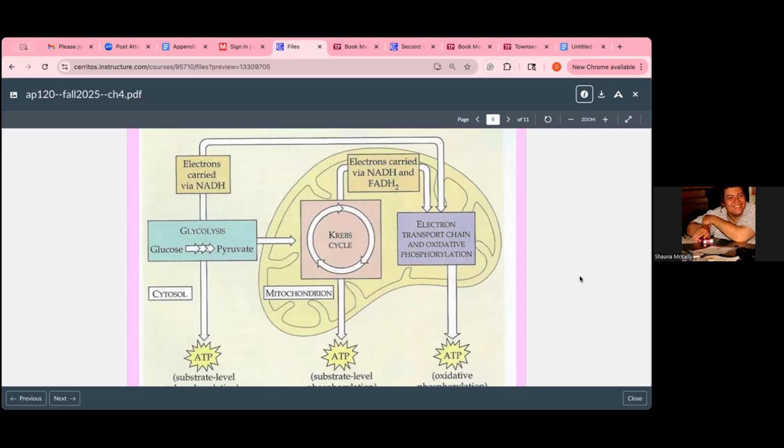So, okay. This is actually three processes that you're seeing on this slide. There's glycolysis, and then there's the Krebs cycle, and then there's the electron transport chain and oxidative phosphorylation.